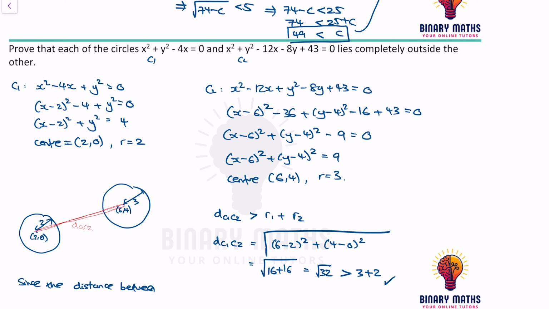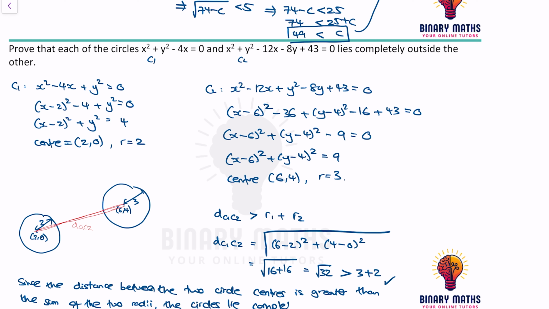So since the distance between the two circle centers is greater than the sum of the two radii, the circles lie completely outside each other. That would be the proof done.